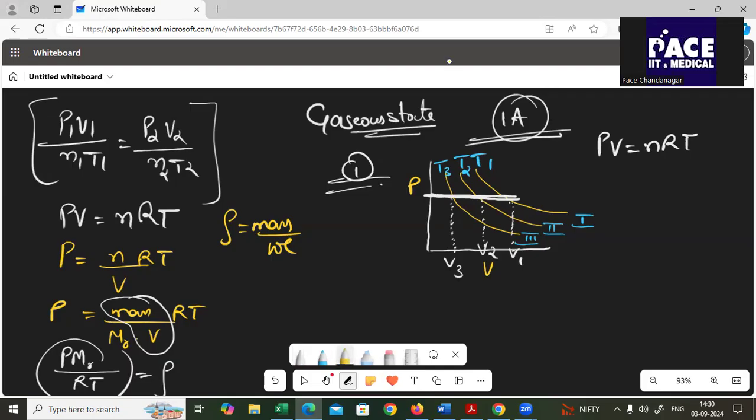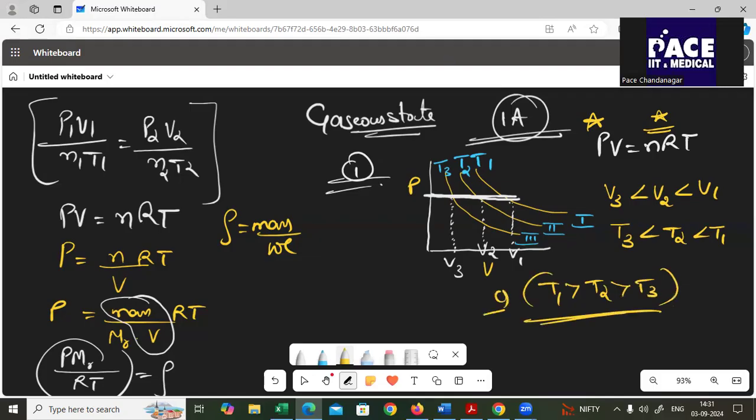And I know PV equals nRT is my ideal gas equation. Here, I am putting my pressure constant. See, pressure is constant in 3 cases. N and R anyway constant. Now I have to talk about the relation between V and T. V and T are directly proportional to each other, which means here my V3 is least, V3 is less than V2 is less than V1, and I have my direct relation with temperature as well. Therefore, T3 is less than T2 is less than T1. Which means I have an option here stating T1 is greater than T2 is greater than T3. Option C will be your correct answer for this. All right. So this would be your first question.